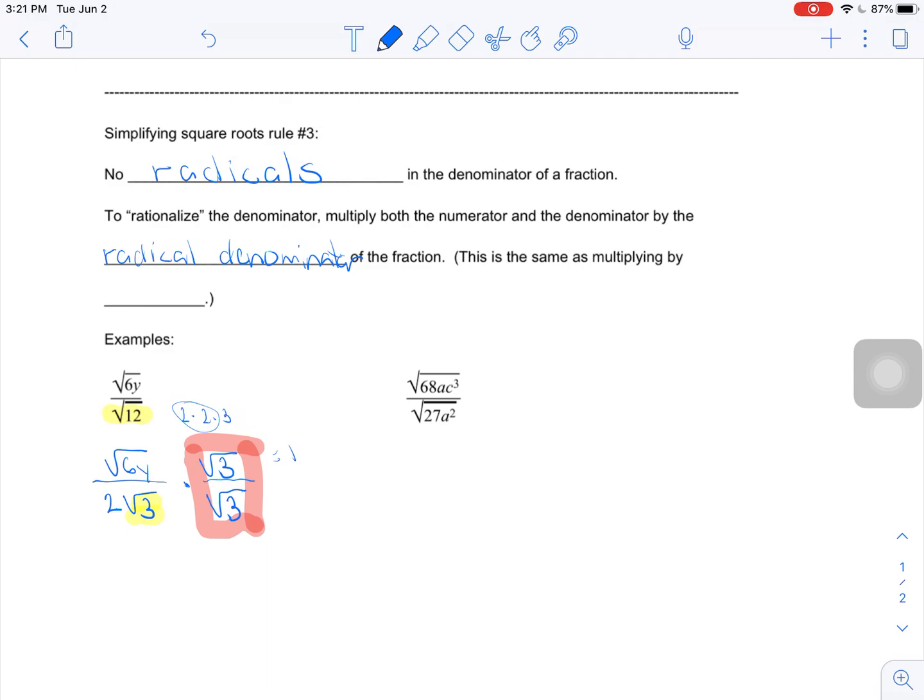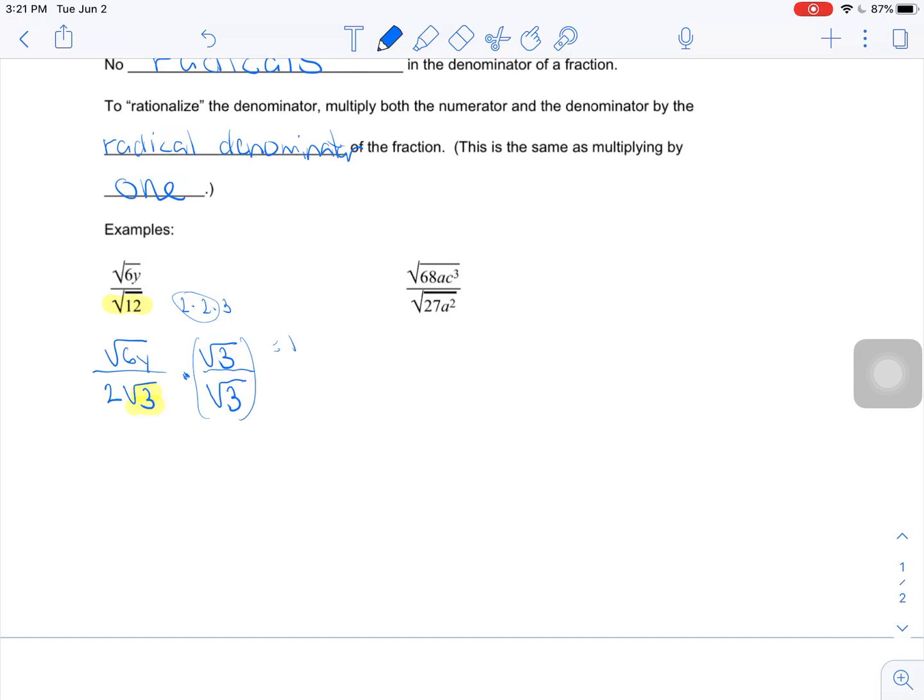So the trick is to multiply both the numerator and denominator by whatever the radical is in the denominator that you're trying to get rid of. And it's really the same as just multiplying by 1 because anything over itself really equals 1. So I'm not actually changing the value of the fraction because I'm really just multiplying by 1.